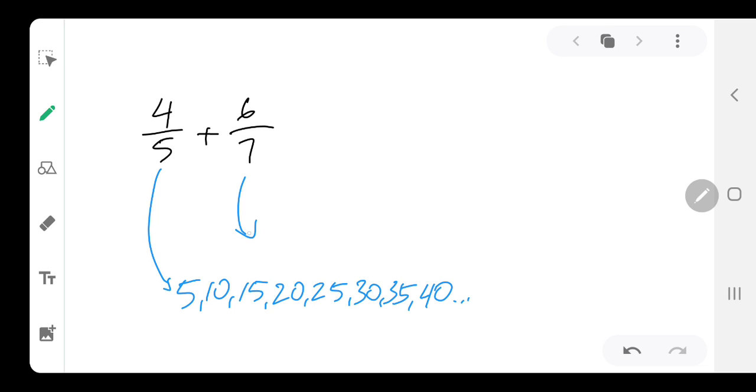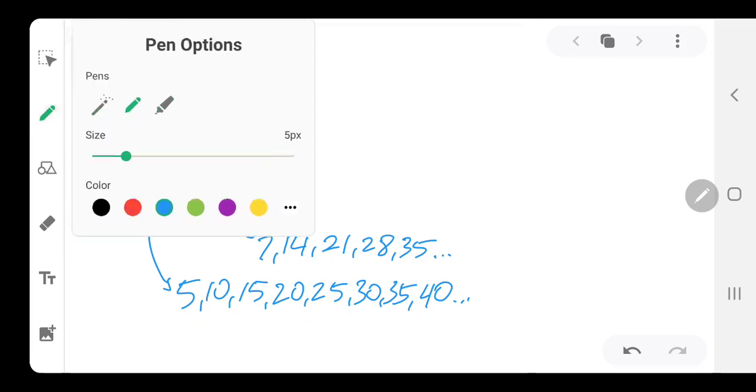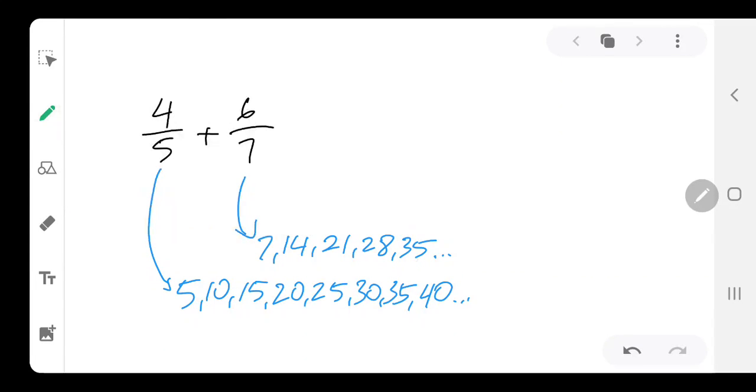And then we got to do the multiples of 7. So we got 7, we got 14, we got 21, we have 28, we have 35, etc. So I'm going to stop at 35 because I see that 35 is both a multiple of 5 and a multiple of 7. So here is 35 and 35, right?